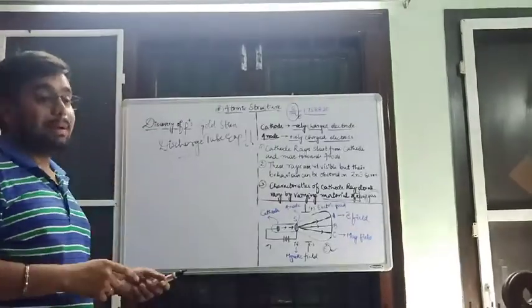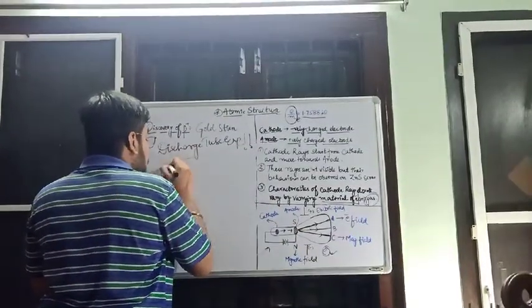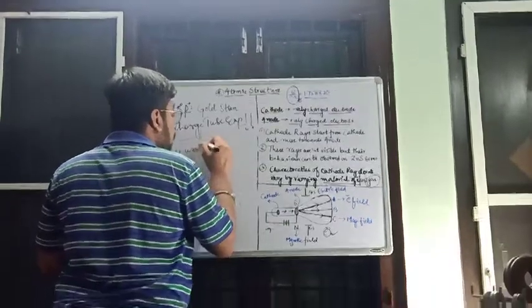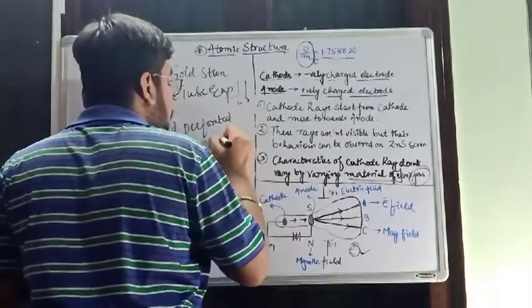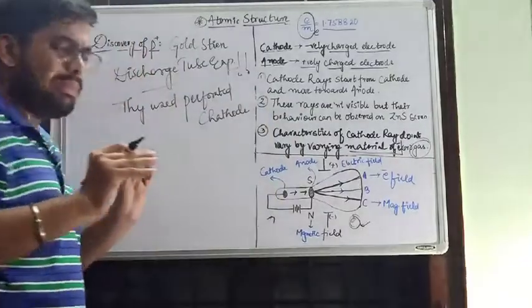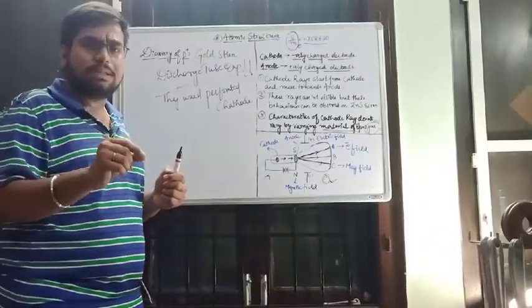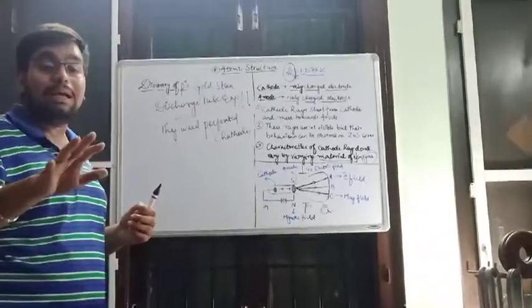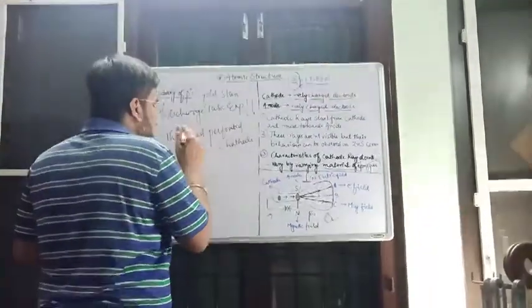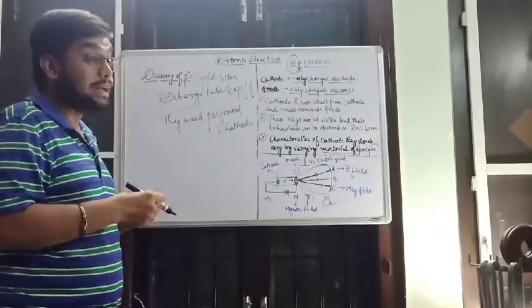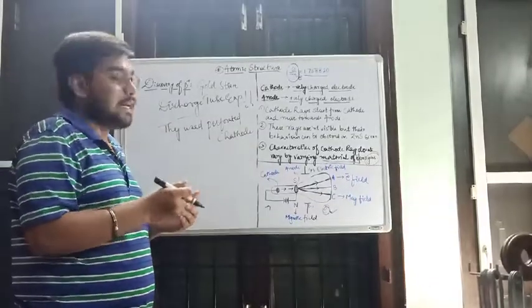But this time the setup was in reverse manner, that is, they used a perforated cathode. A similar experiment was performed by lowering the pressure and supplying the highest voltage possible, and the same result was obtained. But there were particles of opposite charge found.